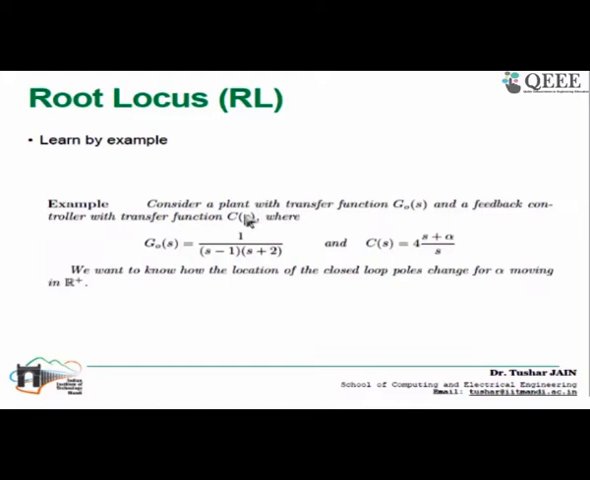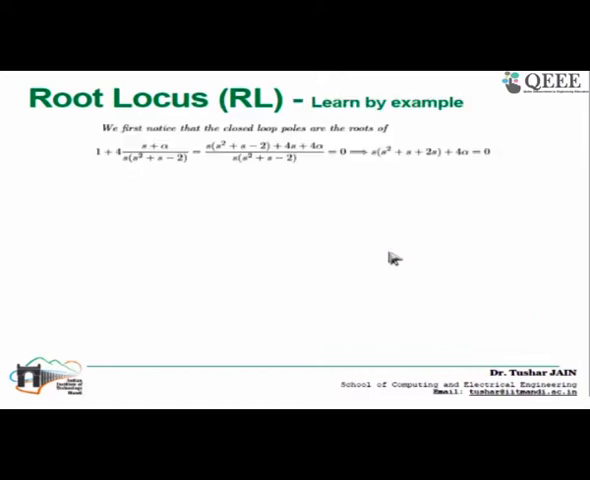What it says: we have a plant with a transfer function g naught and a feedback controller with transfer function c of s, where g naught is given by this one and c of s is given by this one, and we want to know how the location of the closed loop poles changes for alpha moving in positive real numbers. So how do we do it?